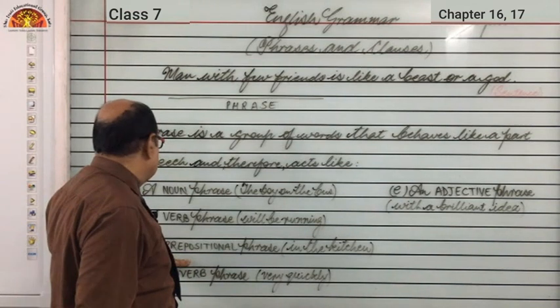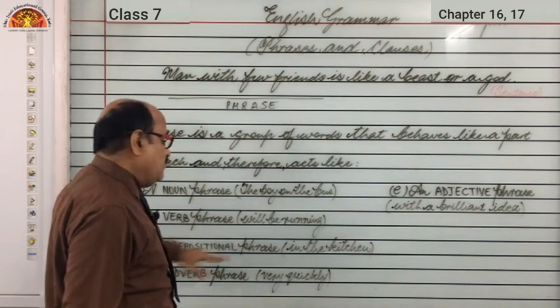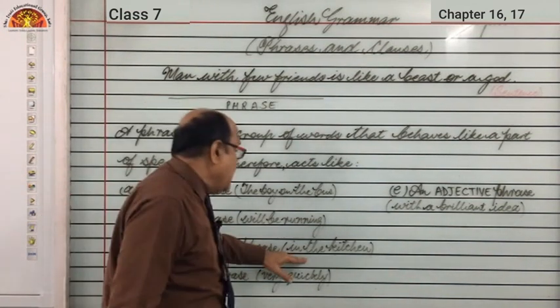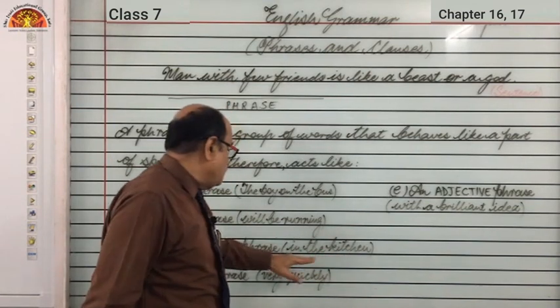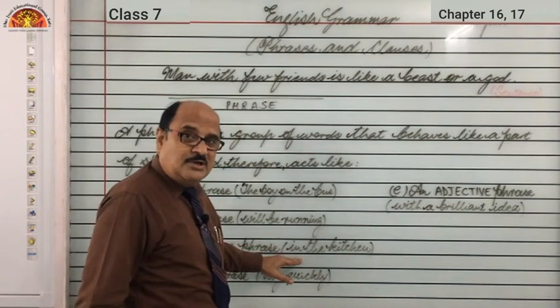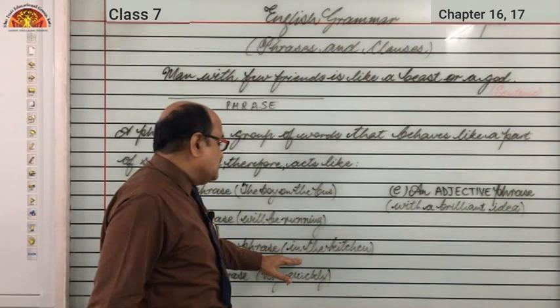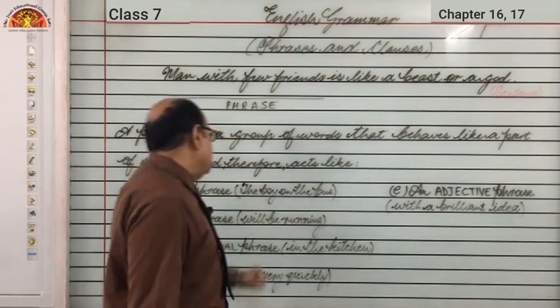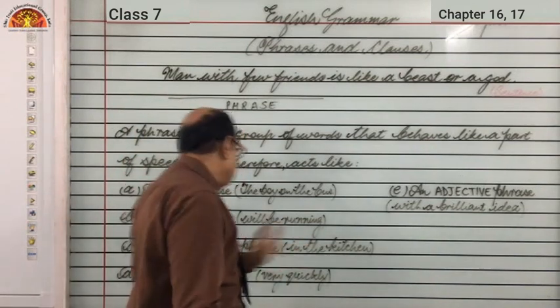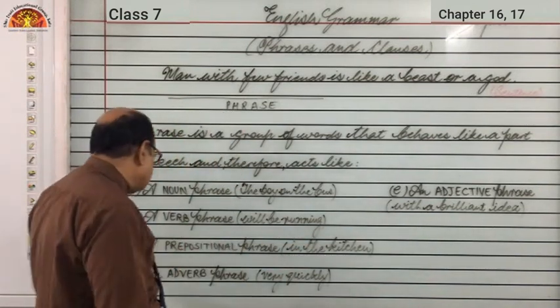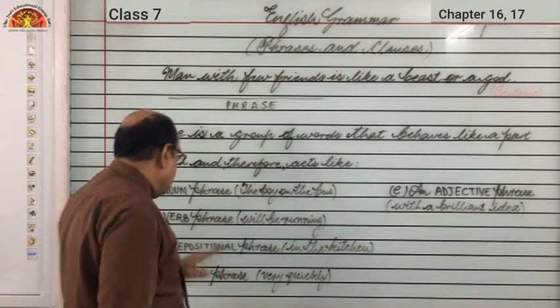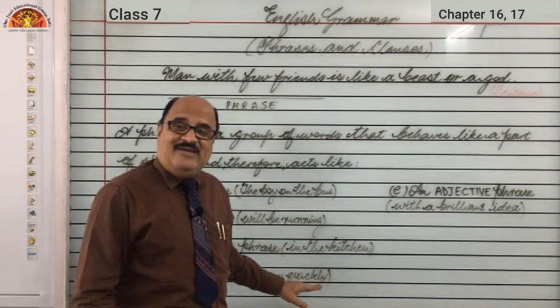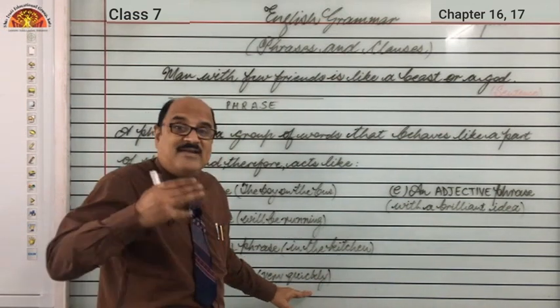Next, prepositional phrase. You can see in the kitchen. In, this is the preposition, so we can say it stresses where? In the kitchen. Where? In the kitchen, right? So this is a prepositional phrase. Next, an adverb phrase means very quickly. It stresses on the manner.